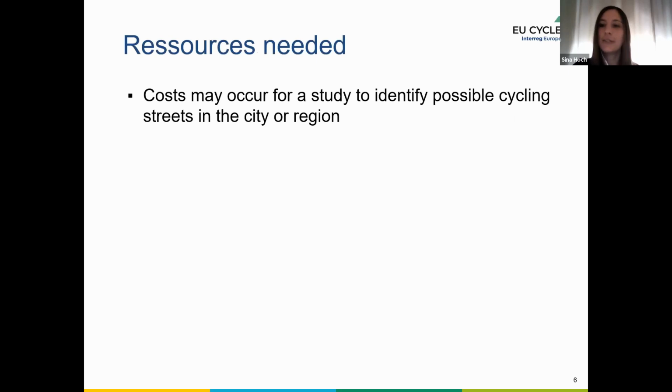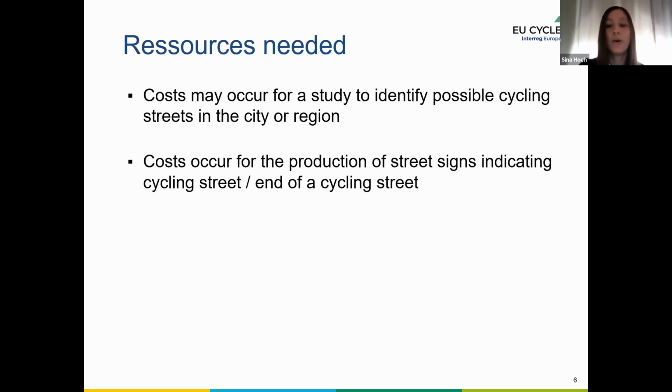So what do you actually need to introduce a cycling street? At the beginning, you will need to identify which streets in your region or city could be cycling streets, or for which streets it would make sense to introduce a cycling street. You might have a feasibility study in your region. Also, if you want to indicate a street as a cycling street, you will probably have to produce some kind of signposting, and that will also raise costs. But in total, it's a bit difficult to estimate because it probably differs for every region how much it actually costs. Do you need a study to identify cycling streets? How much signposting do you need? So it's a bit difficult to estimate the real cost.